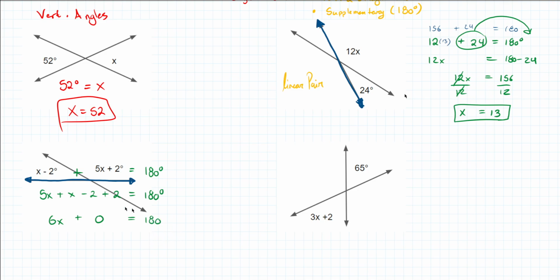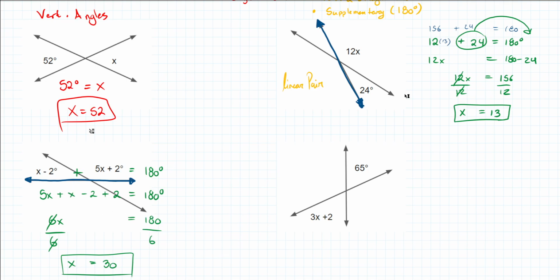Okay. There is nothing to move over. Honestly, 0 is the same thing as just having nothing. So all I'm going to do now is divide by the coefficient. Divide by 6, divide by 6, slice and dice. X equals 30. There we go.